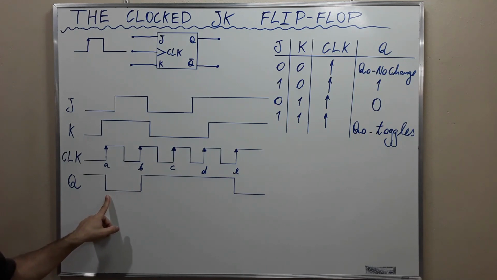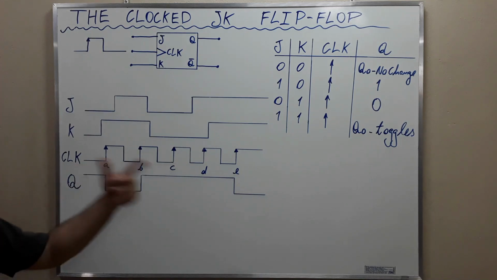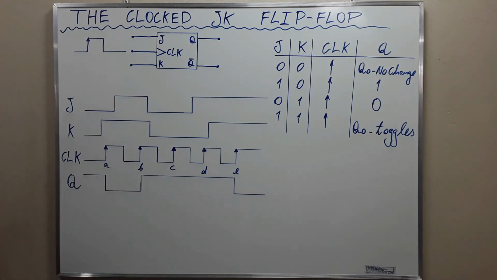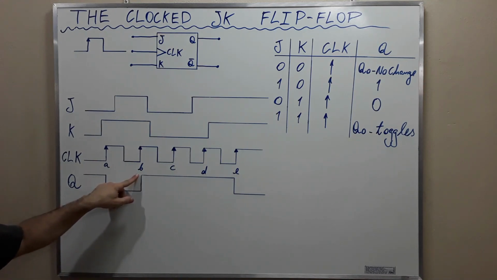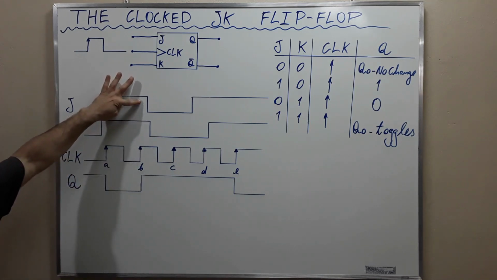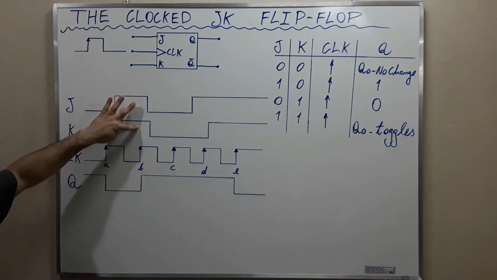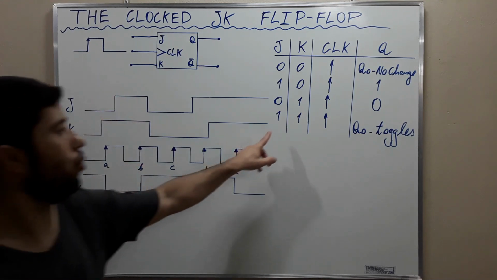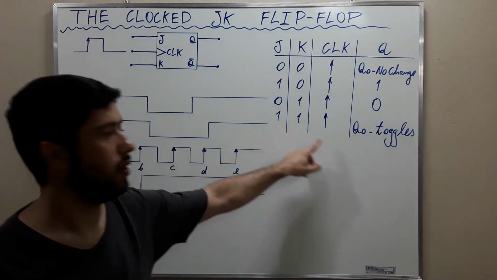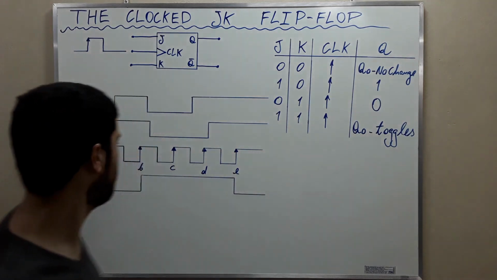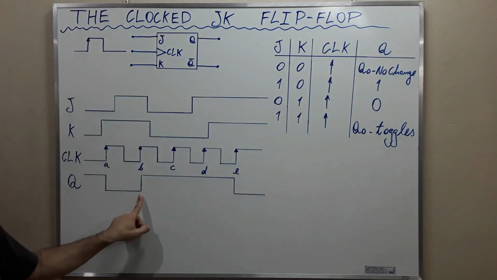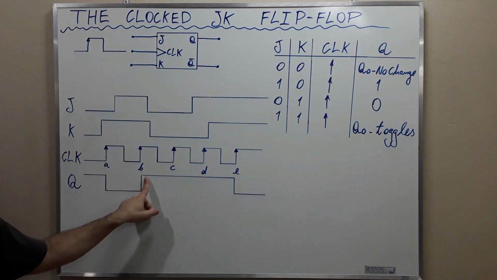The flip-flop will respond to the inputs only at the occurrence of the subsequent positive-going transition of the clock. Here, I labeled it B. At B, J is 1 and K is 1. With 1 and 1, the output toggles. The output was 0, then it toggles to 1.